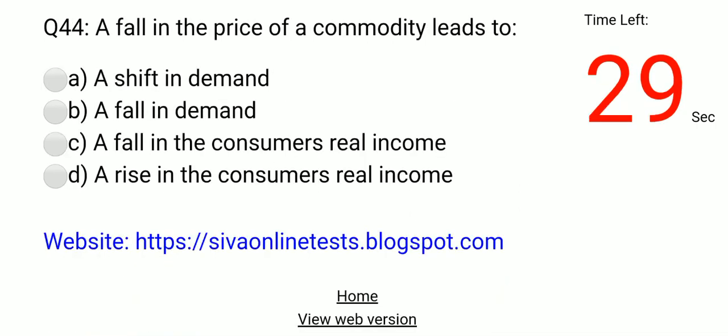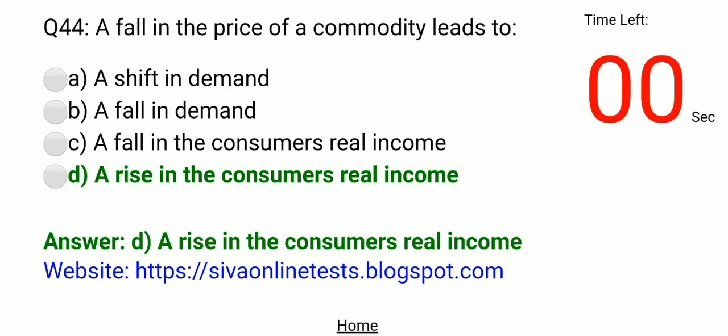Question 44. A fall in the price of a commodity leads to. Options. A. A shift in demand. B. A fall in demand. C. A fall in the consumer's real income. D. A rise in the consumer's real income. Answer. D. A rise in the consumer's real income.